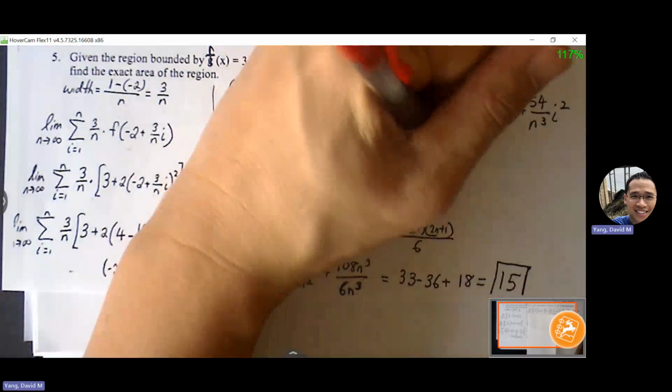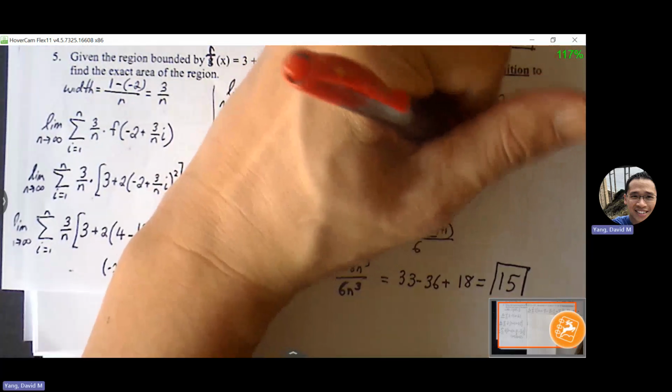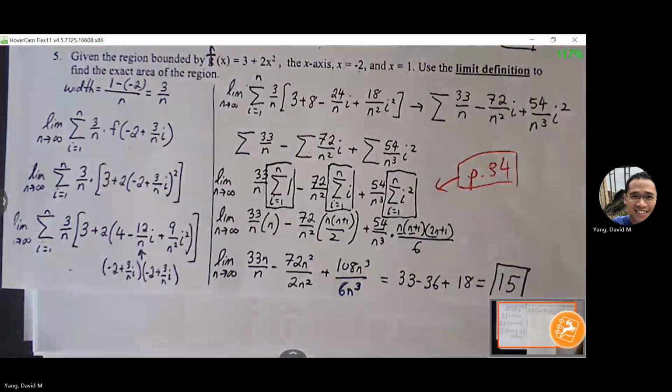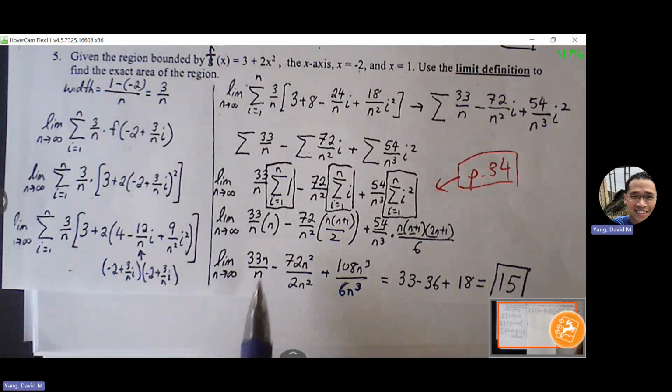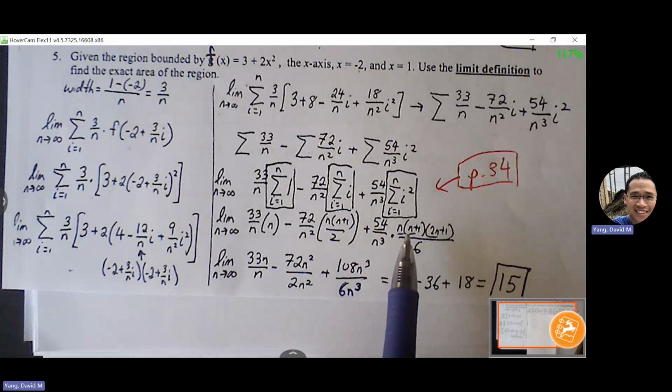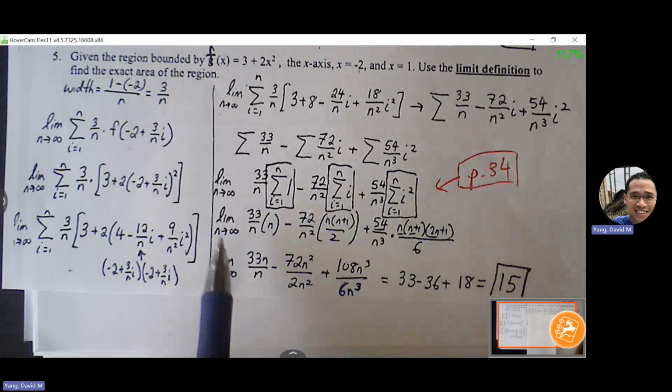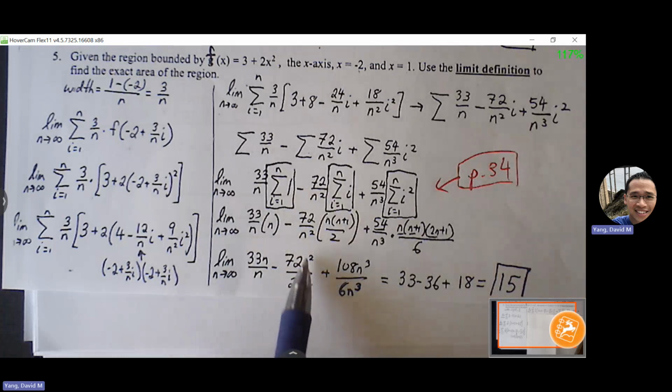Okay, page 34 has your rules. Summation 1, replace with n. Summation i, get n times n plus 1 over 2. Summation i squared is n times n plus 1 times 2n plus 1 over 6. And then within each fraction, you're just trying to figure out what is the highest degree and the number that's associated with it. And that's the only fractional value that will stay. And then you're going to get 3 numbers, add them together. That's your area.